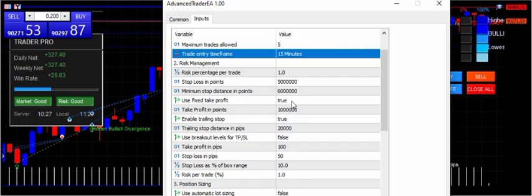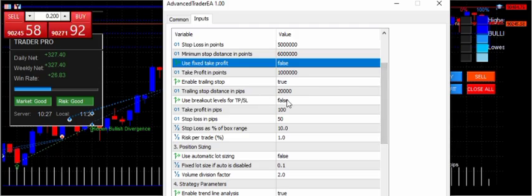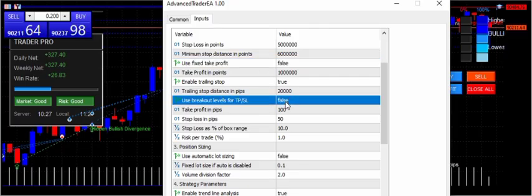then we have fixed take profit. If you don't want to use take profit, we just turn it off. It will not make use of take profit. But if you're turning it off, make sure you are using trailing stop and break even. Then we have using of breakouts for take profit and stop loss. Without using the manual take profits, it can use the different breakout levels. It maintains the high and the low, an invisible calculation to give you your take profits and stop loss.